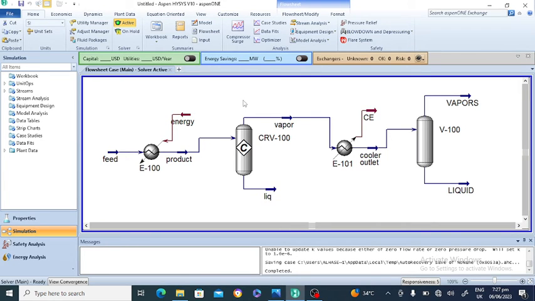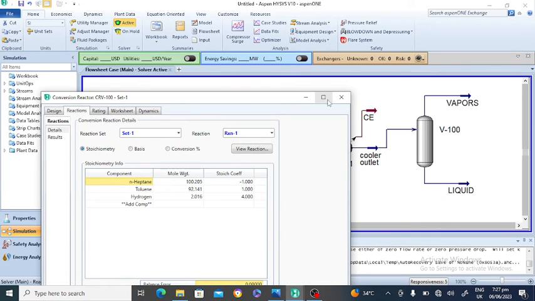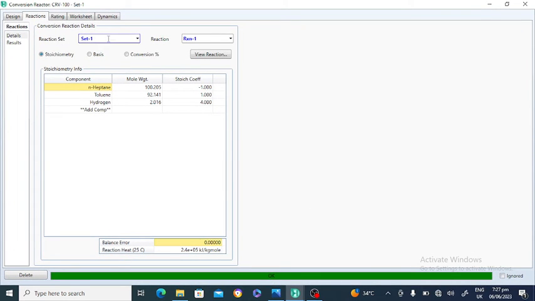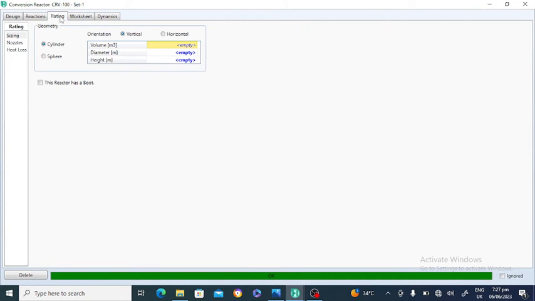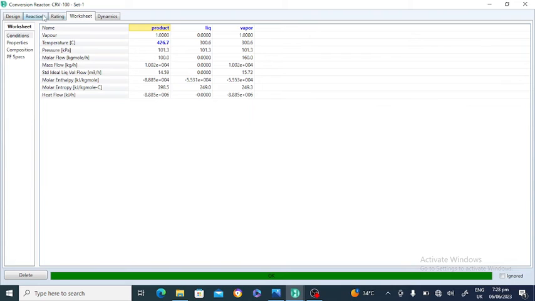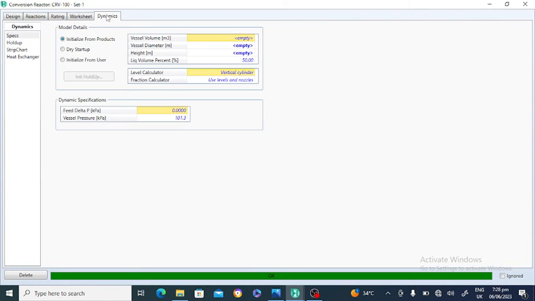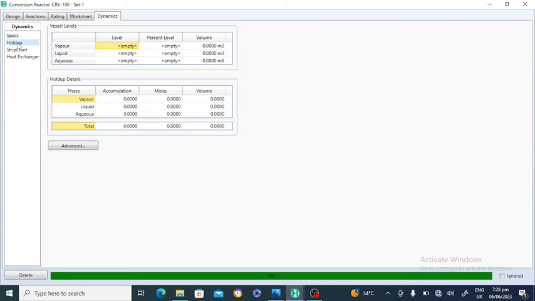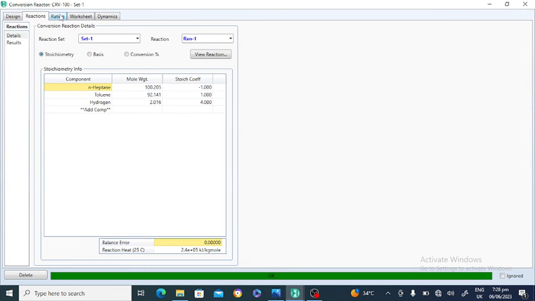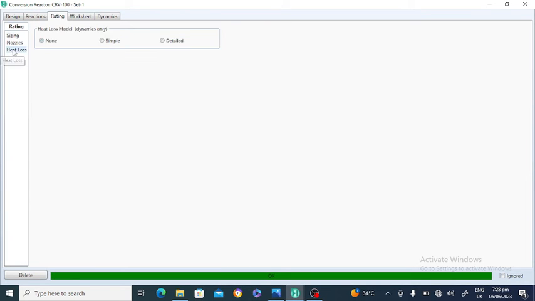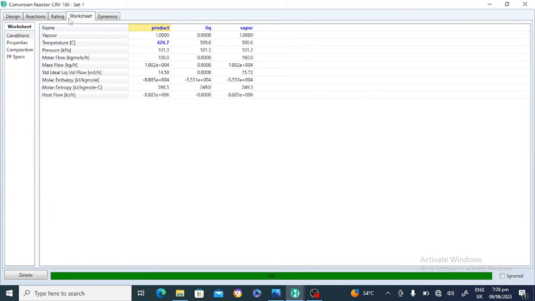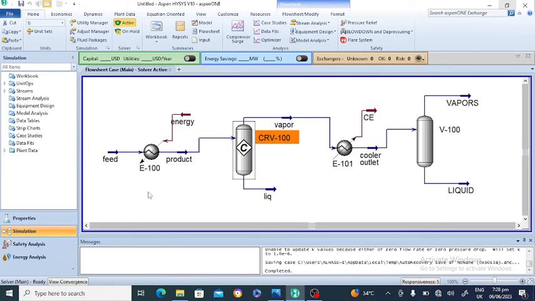Again, this is the conversion reactor. This is the heater. This is the feed. So here double click on the conversion reactor. Here you can check the reactor, and this is the rating, and here you can go to the dynamic, holdup, and these are the various other things. So go to the heat loss. Okay, this is the heat flow. This is the heat flow in the conversion reactor. So this is all about the reactor.